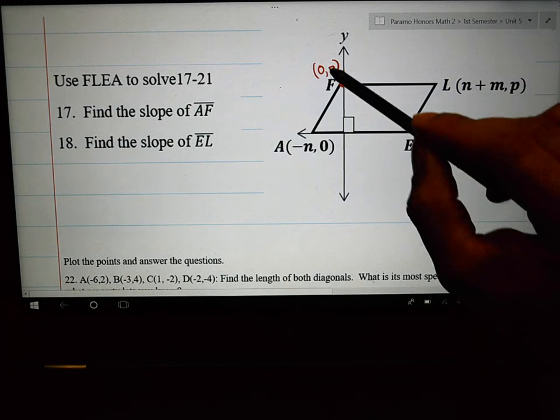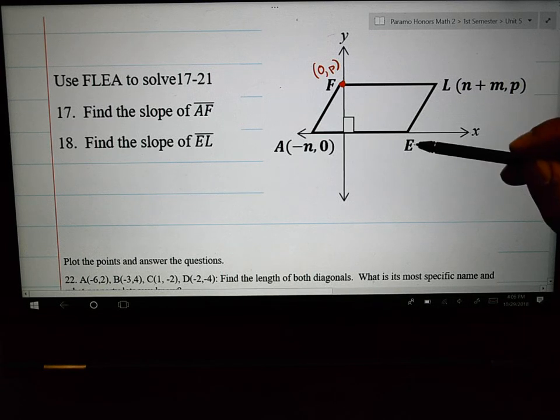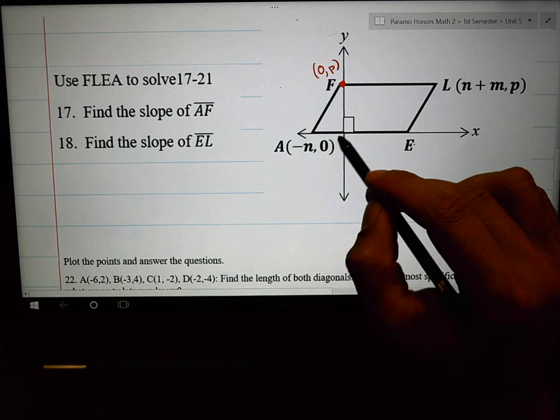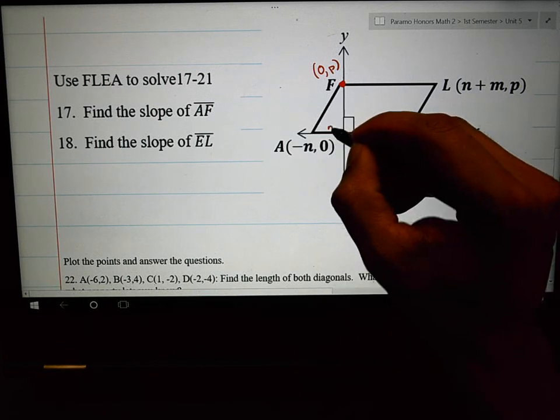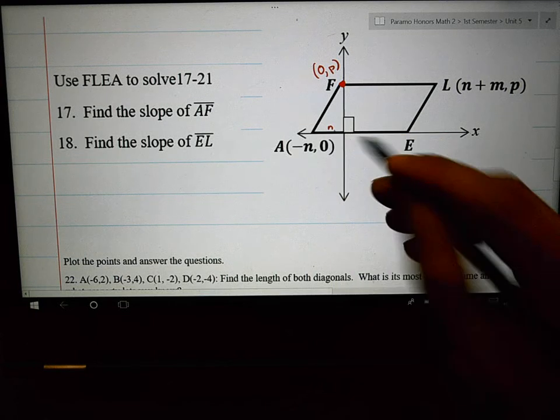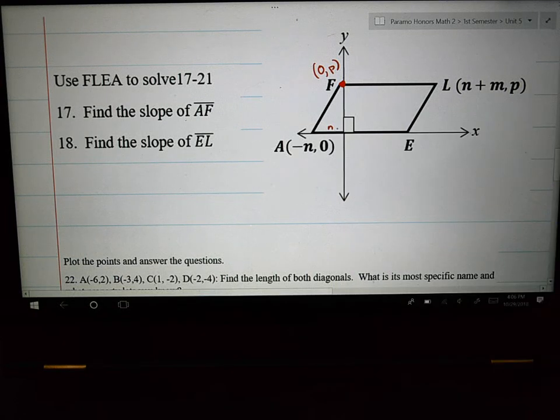So that F is at 0, comma P. I have to write that down sometimes. They did not tell me what E was at, so let's see. I went to the left, n units. This is n units. Even though it's a negative, remember, distances are always positive, so I need to think of that in terms of a positive n units.